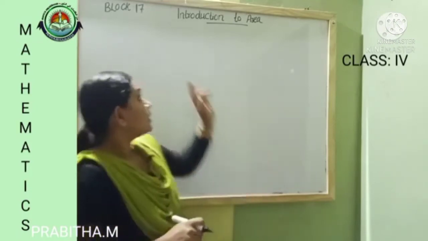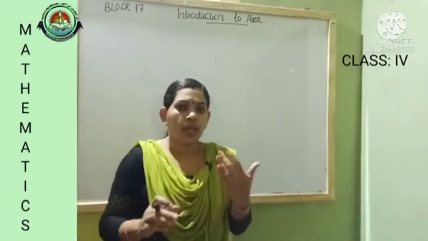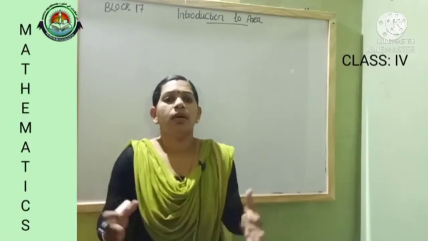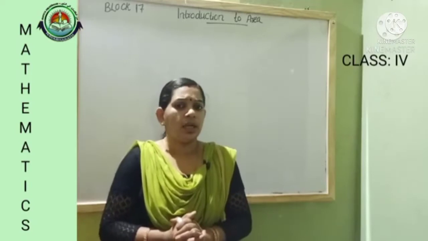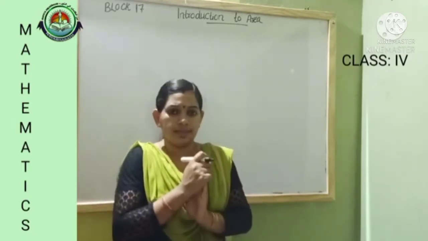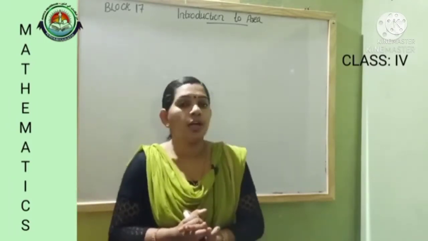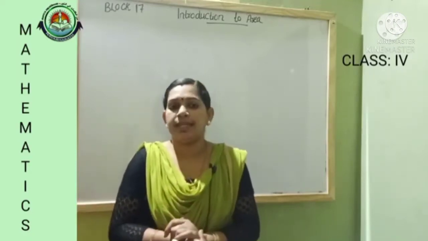Now we have reached the 17th block, Introduction to Area. In the previous block, what did we learn? Perimeter. What is perimeter? It's the length of the boundaries. That is perimeter. In that block, I told you to draw your hand sketch, then find the perimeter.